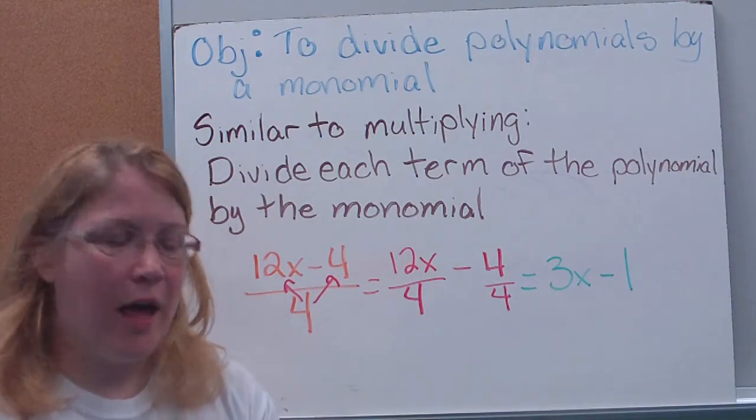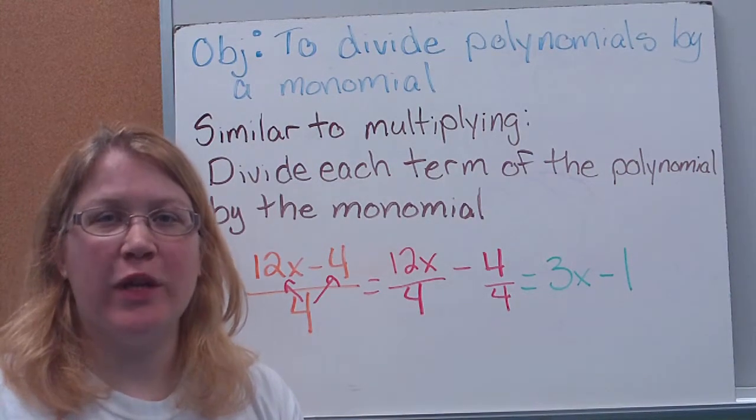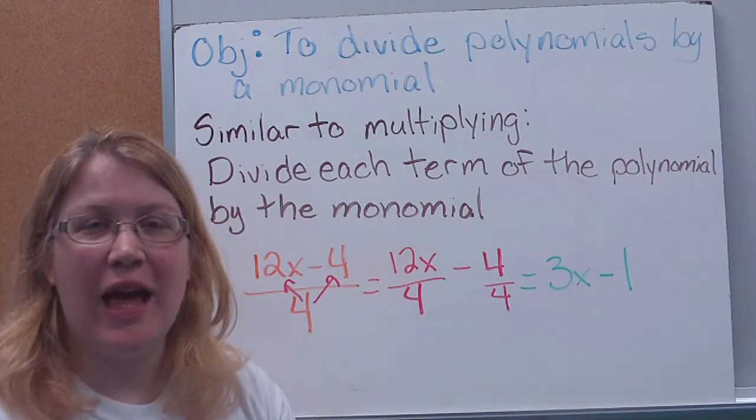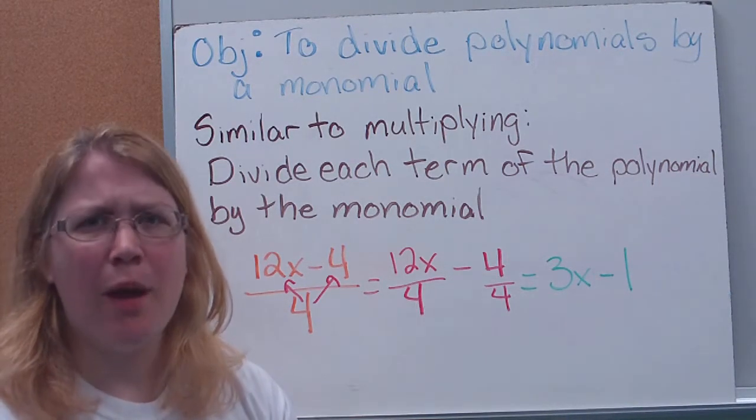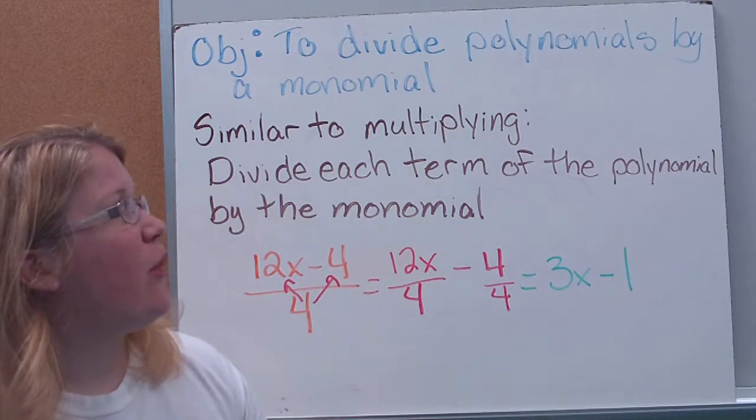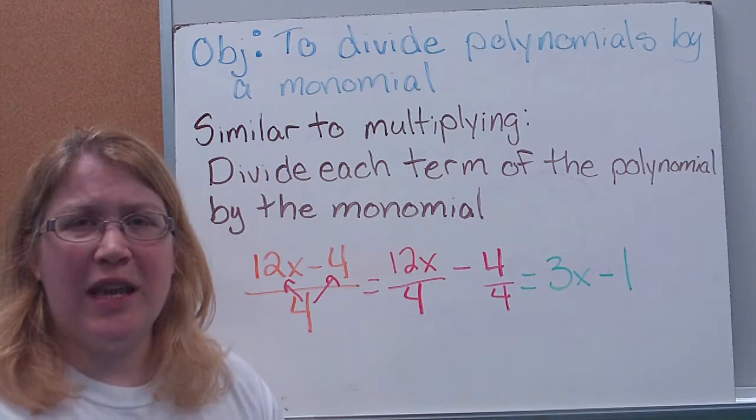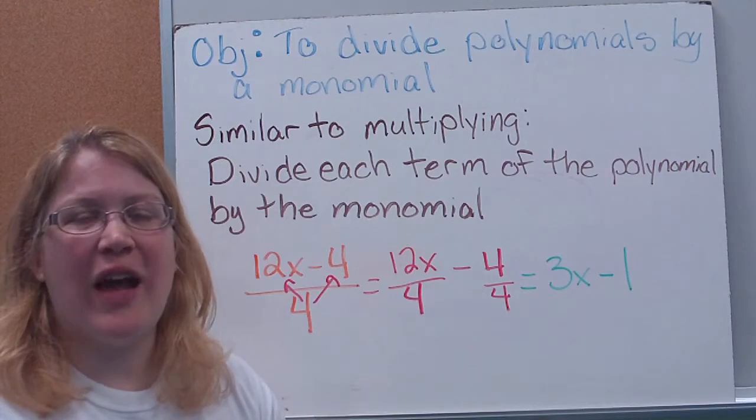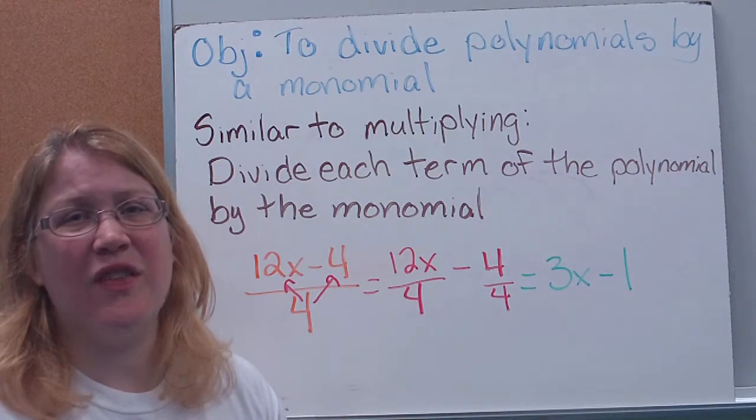Welcome back again. Today we're going to look at dividing a polynomial by a monomial, which is very similar to what we did in the last lesson, which was multiplying a polynomial by a monomial. Here, though, we don't call it the distributive property. We don't really have a name for it. But in the same way that we distributed, we have to divide all the terms of the polynomial by the monomial. So I'm not just dividing the first term.